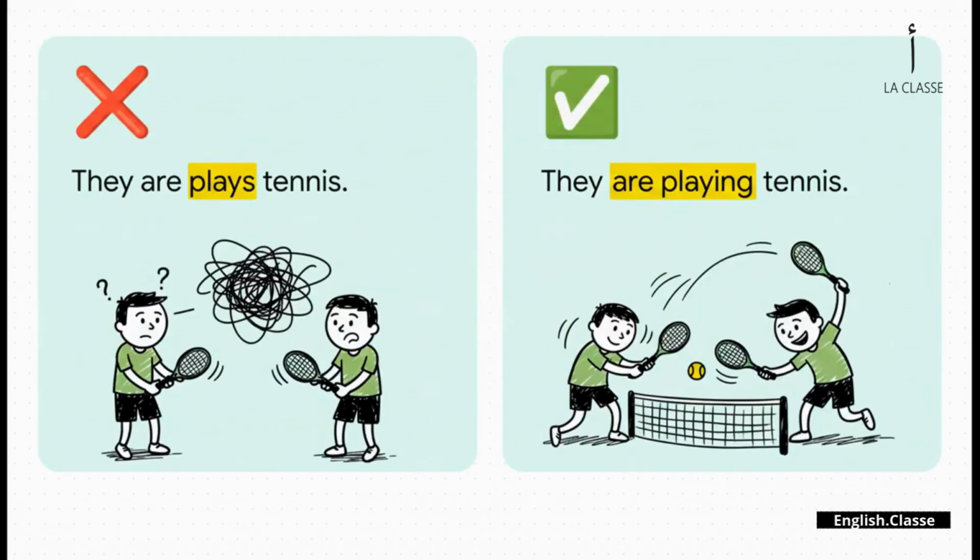going. And here is another classic mix-up. They are plays. Now, we don't need that s from the simple present tense here. Just take the basic verb, in this case, play, and add your ing. It should always be playing, never plays after are.